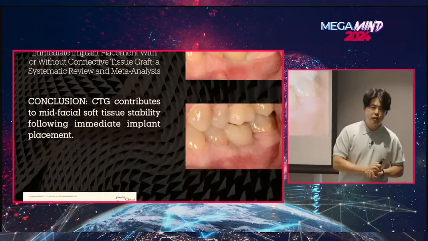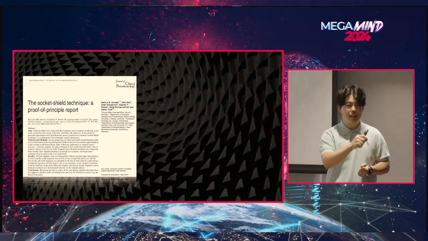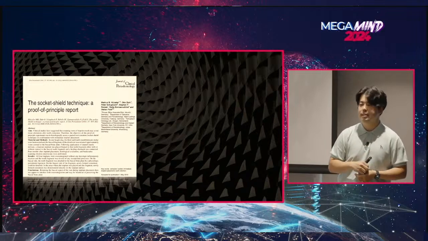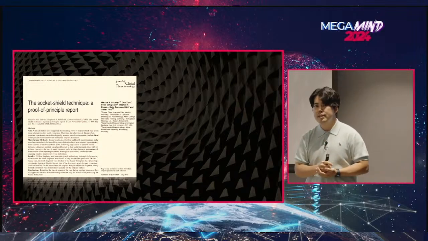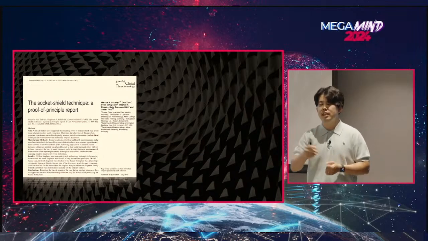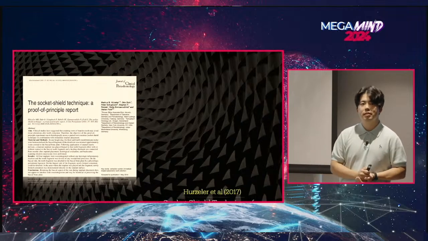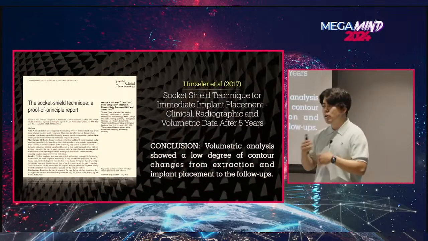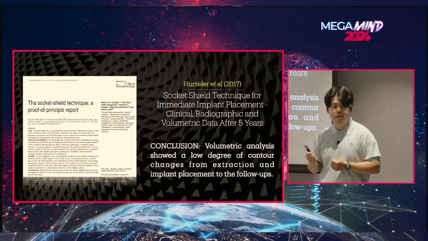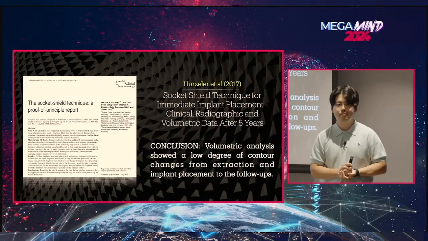But what about socket shield technique? Well, the idea was, instead of adding something in there, what if we are able to preserve the labial plate as is? That would save the blood supply, which comes from the PDL attached to the tooth. And it's showing a lot of promise. More and more data is coming out, and this one particular article shows at 5 years, there was minimal to no change in facial contour.